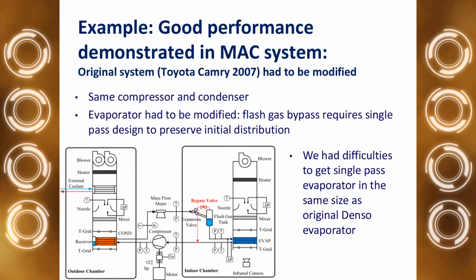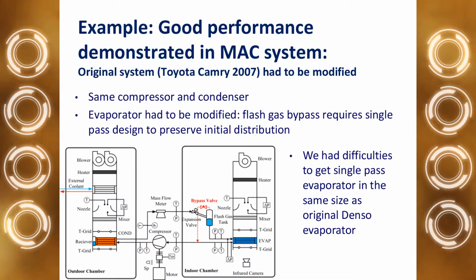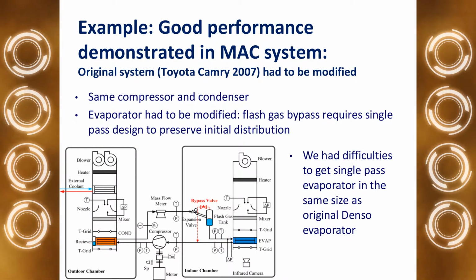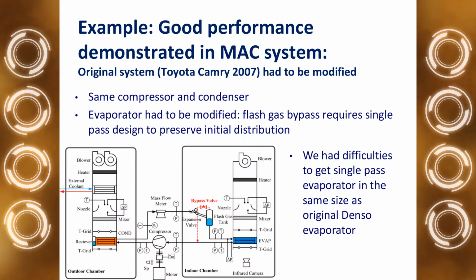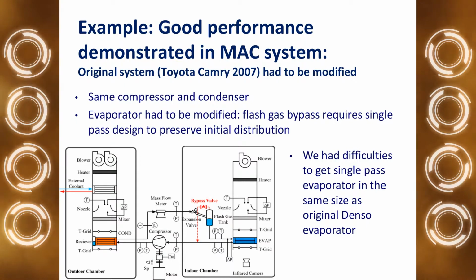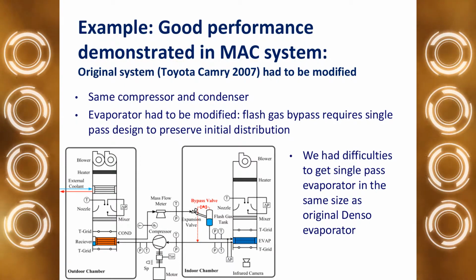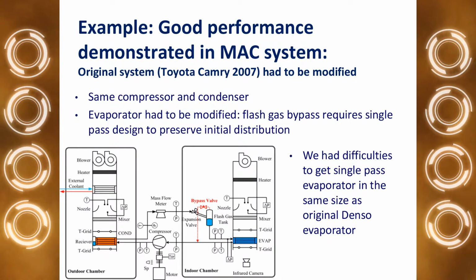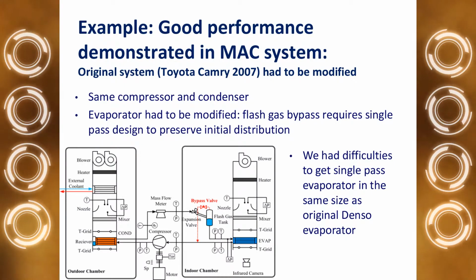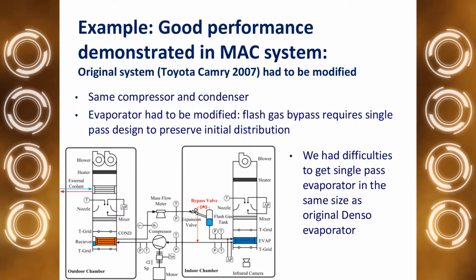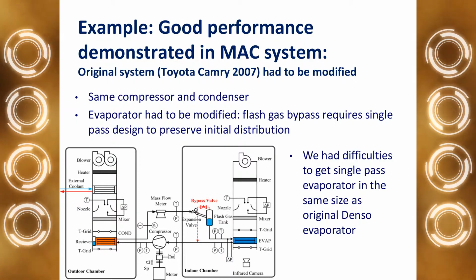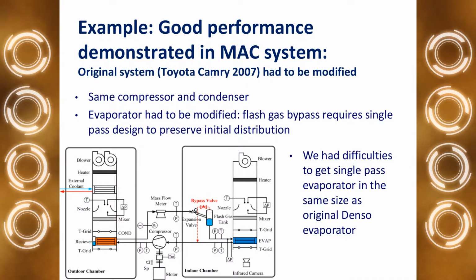Here is one example where we demonstrated how FGB is better than DX in the same automotive system. We used original parts from a Toyota Camry 2007, but we had to modify the evaporator because when you use an FGB system, it requires a single pass design to preserve the initial distribution, because after each pass you generate more and more vapor, and then you again have two-phase flow through your microchannel.